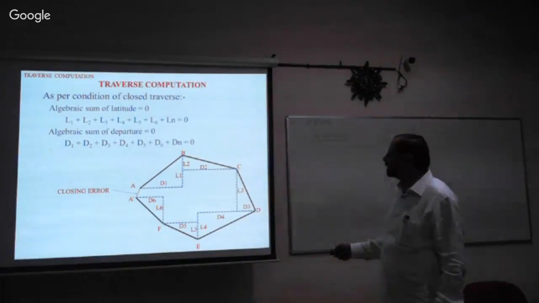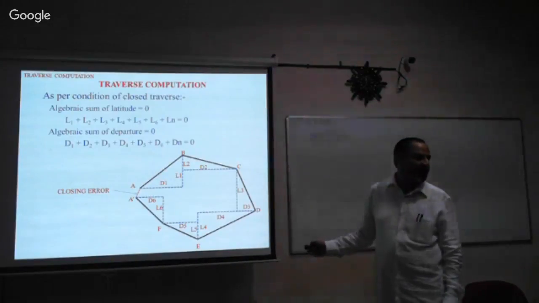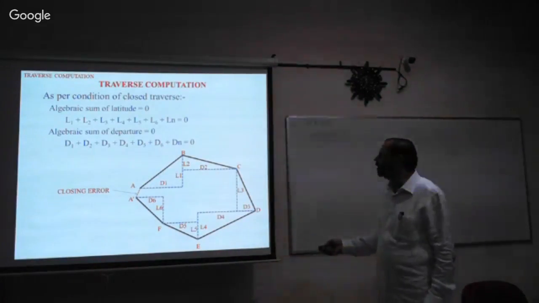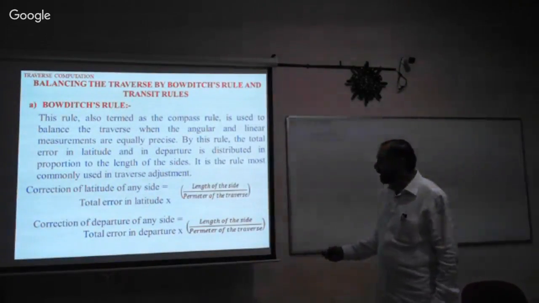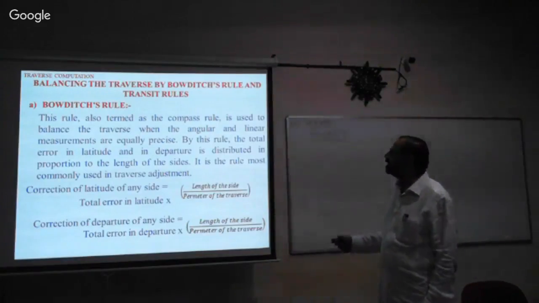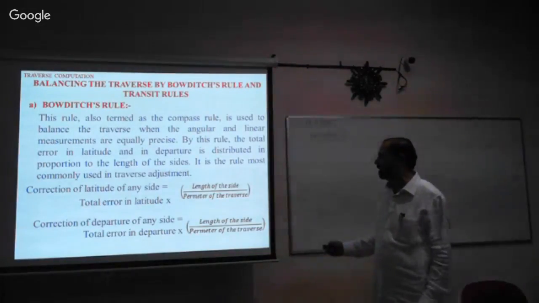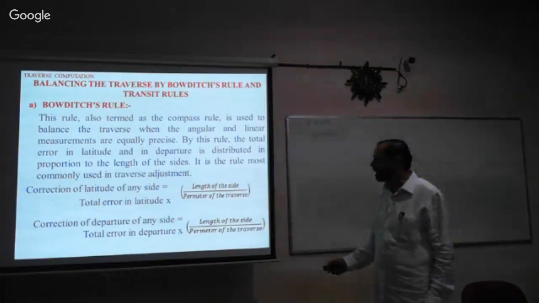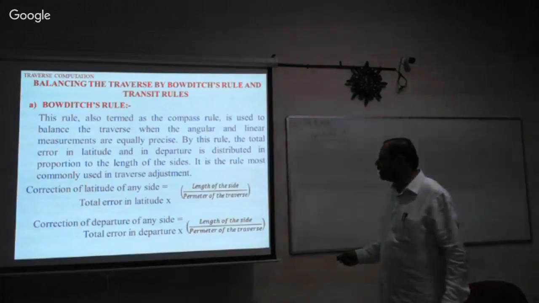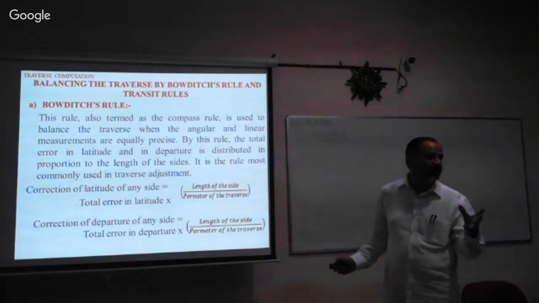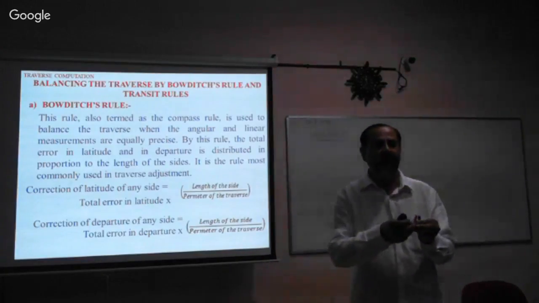Now we have to compensate that. This error will be distributed among all the survey lines. For this there is a rule called Bowditch's rule. According to this, the error of the latitude will be distributed in proportion to the corresponding length of the survey line. Similarly, the correction of departure will be distributed in proportion to the length of that particular side. That is, the error will be distributed and adjusted to the lengths.